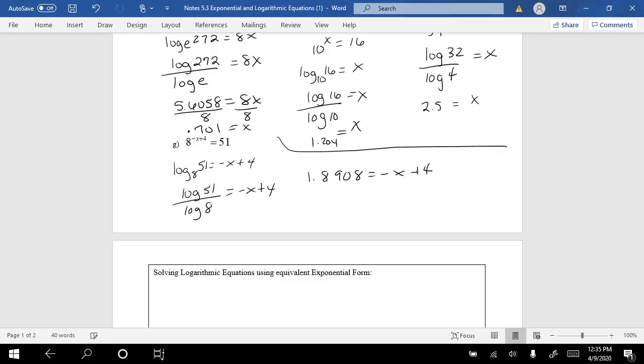So we're going to solve for x. If I'm adding 4, I'm going to subtract 4 from both sides. So these cancel out, and I get negative 2.10919 equals negative x. So I'm going to divide both sides by negative 1. So x would be positive 2.109, rounding to 3 decimal places.